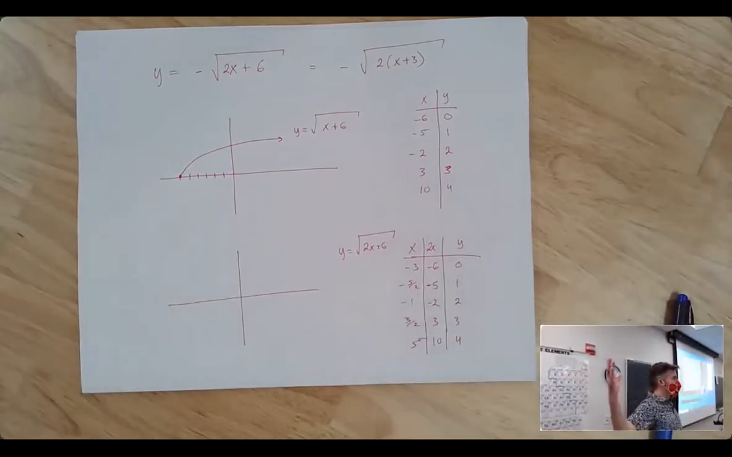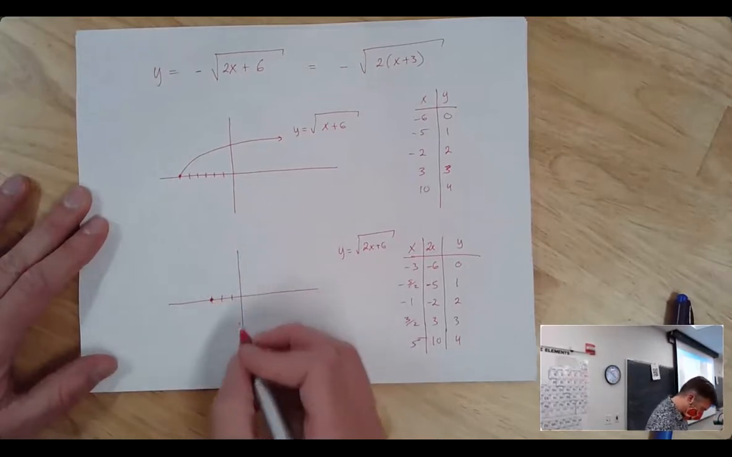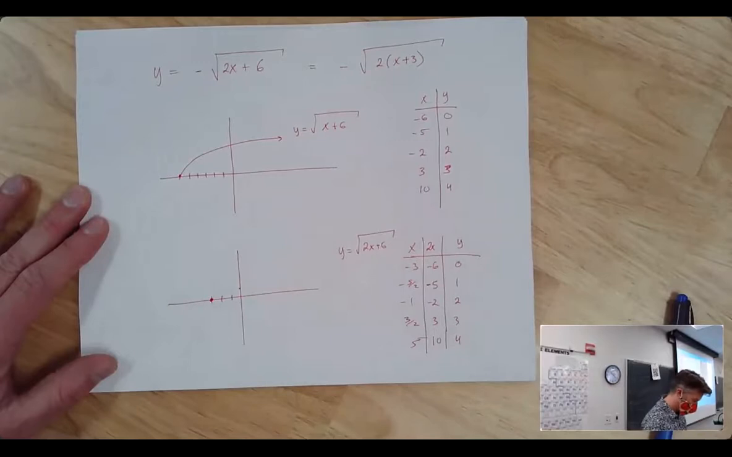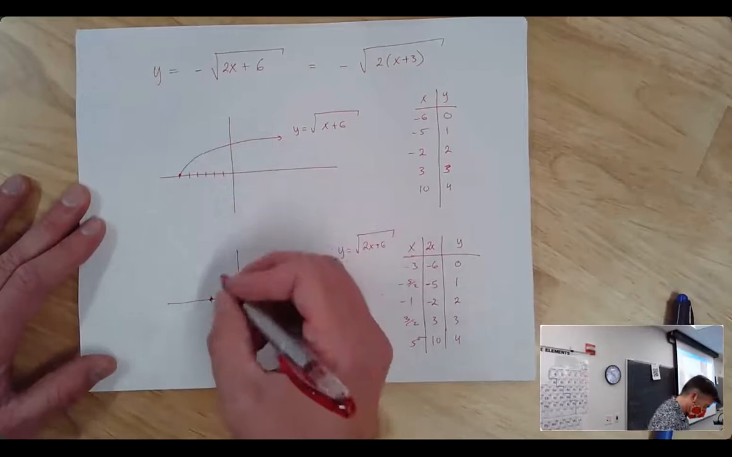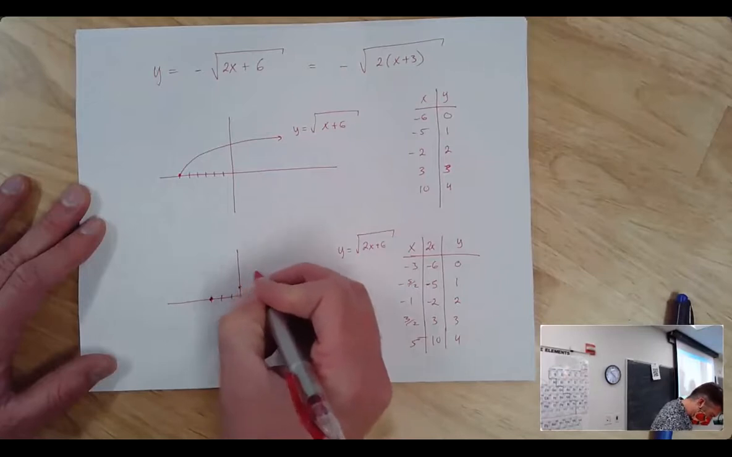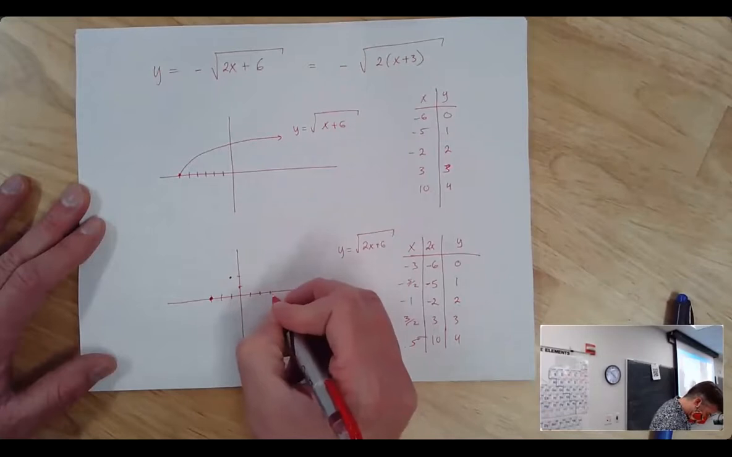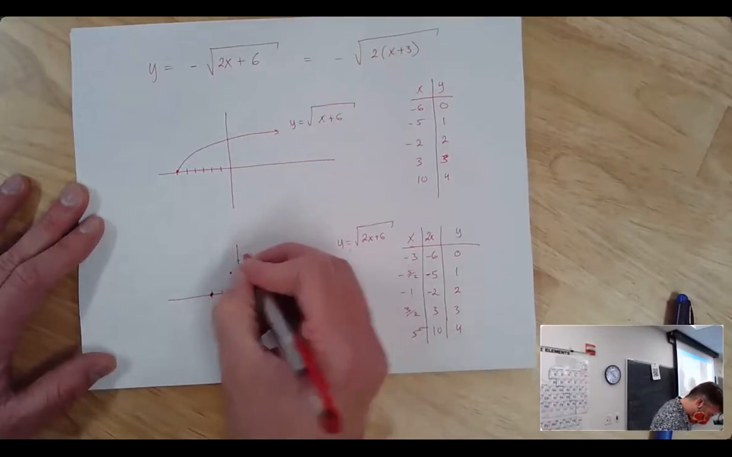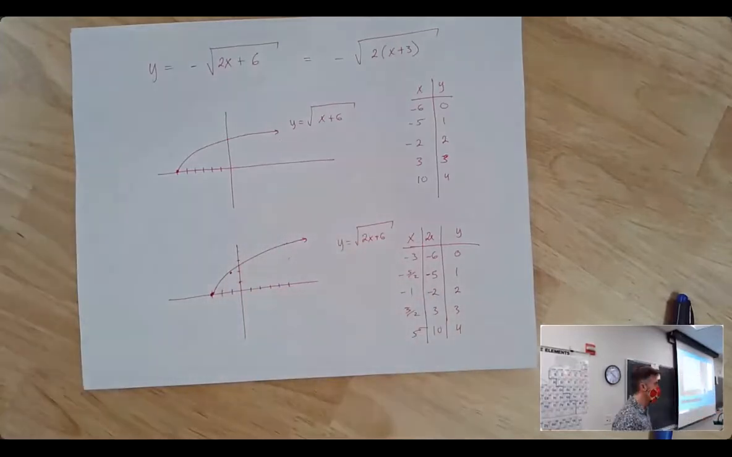So my graph squashed in, compressed in by a factor of 2. My x values are now there. And I know I didn't graph this very precisely before, so I should have graphed this one more precisely, but that's kind of the point. It's going to look more like this. If x is negative 1, you get a y value of 2. If x is 5, you get a y value of 4. So that's kind of the idea, right?